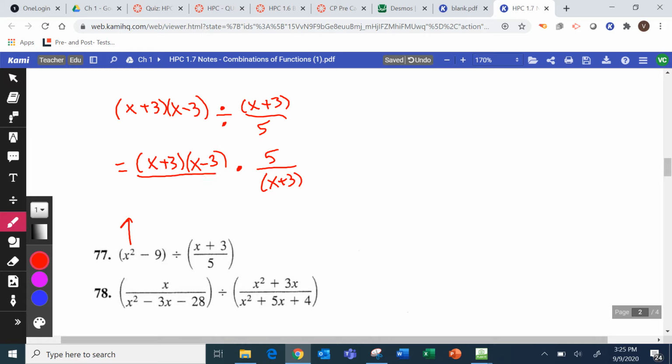When I multiply, I put this over 1, I go straight across, and after I've multiplied, I can cancel. So I get 5 times x minus 3. And we look for any domain restrictions. And right here we canceled out that x plus 3, so we'll have a domain restriction of x cannot equal negative 3.